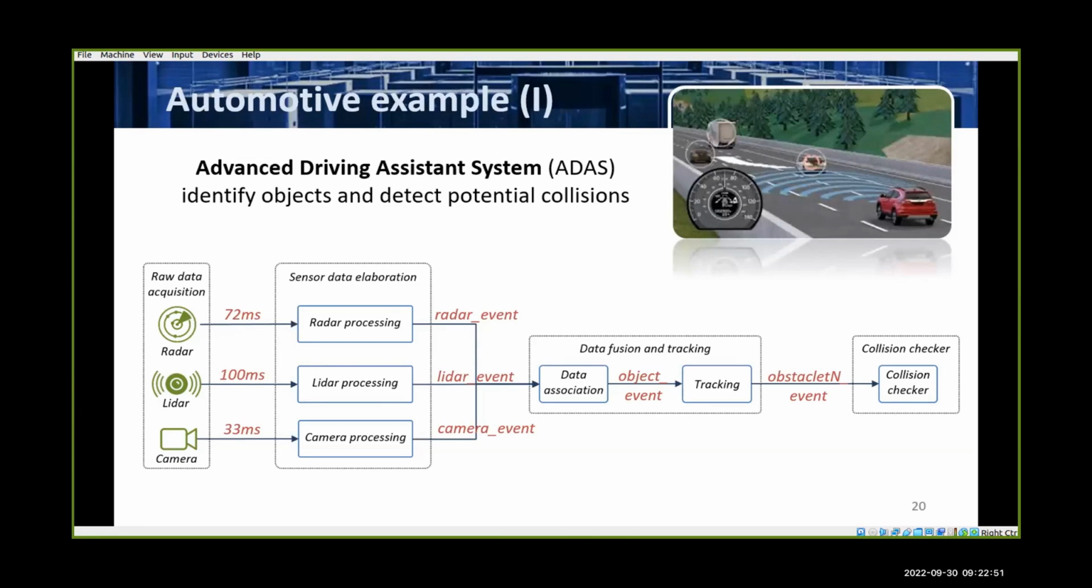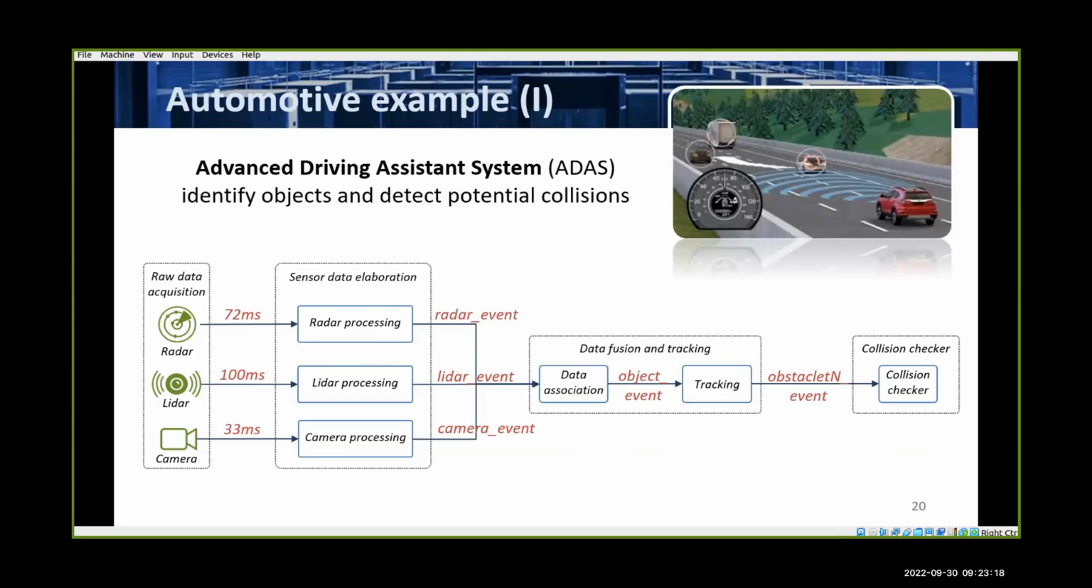So let's go to an example, an automotive example. This is an advanced driving assistance system that is used to identify objects and detect potential collisions of the car. This system acquires data from different sensors, in this case, radars, lidars, and cameras. Then the blue boxes, these small ones here, are tasks, real-time tasks.